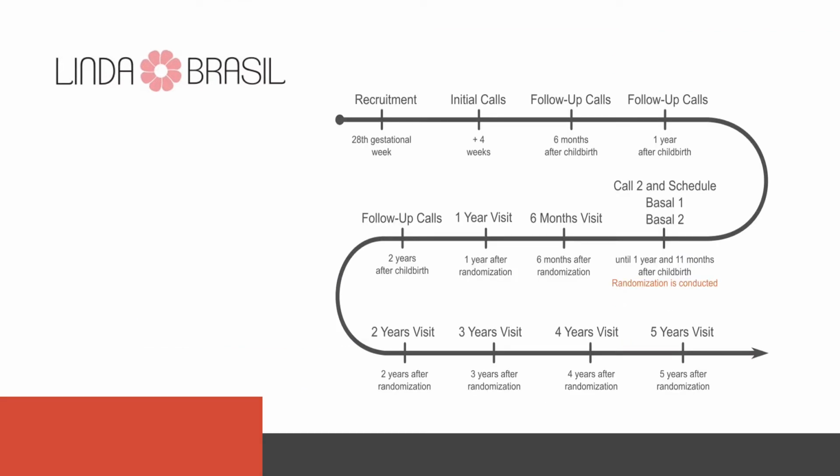Linda Brazil follows a sequence of phases. First, women that are diagnosed with gestational diabetes are recruited into the study. They are followed up by coaches with regular phone calls. If a woman is eligible to participate in the trial, she is invited to a clinical visit for baseline testing and is randomized into intervention or control group. The study proceeds with phone calls and yearly visits until the last one, scheduled for 5 years after the randomization date.